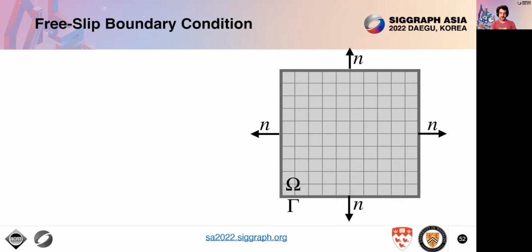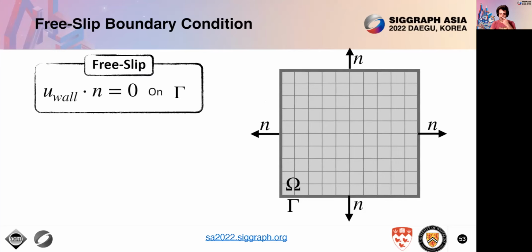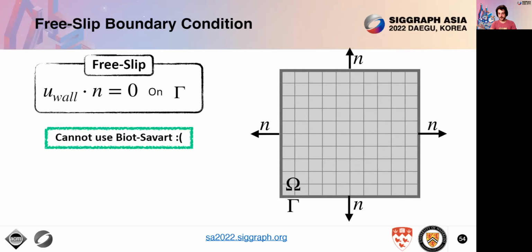Now, let's add back the rest of the stuff. First, we focus on the boundary conditions. A common condition used in computer graphics is the free slip boundary condition, which means that while a fluid is not allowed to cross the boundary, it can slip on it without friction. Sadly, we cannot use the Biot-Savart law like before because the Biot-Savart kernel is domain dependent and only admits closed form solution for super specific cases like an unbounded domain.